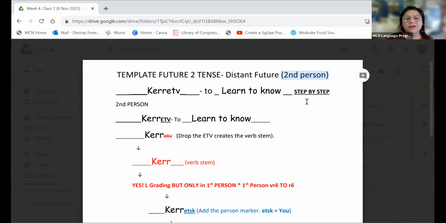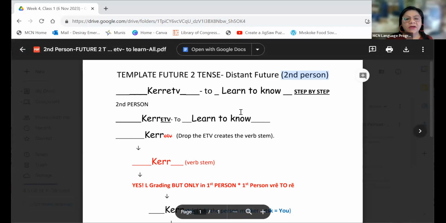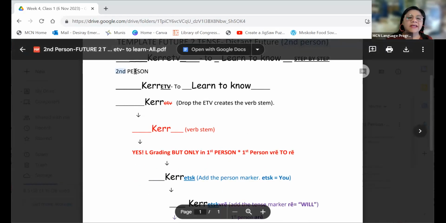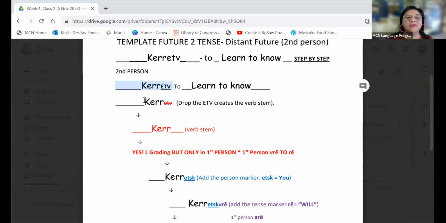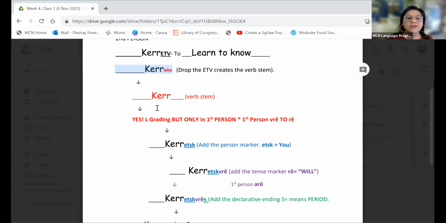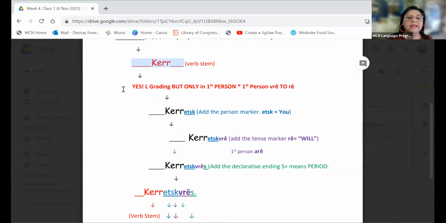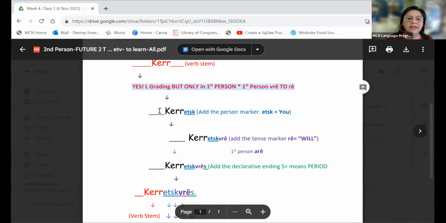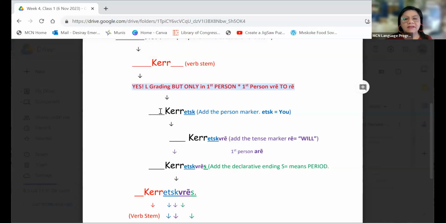Kethera, to learn or to know. So second person right here, kethera. You drop your ETV, you get your verb stem. Again, verb stem, and sometimes people say root. Since we are doing second person, this does not apply. I just kept it on there so you would know that that was first person. All right, get, it's, and that means you add your person marker.